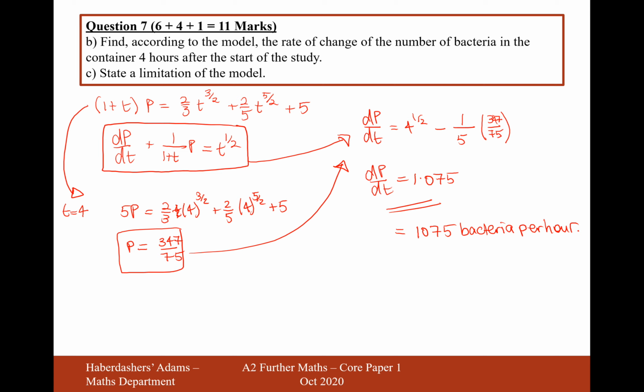State a limitation of the model. Well, according to this model, it seems as if the rate of increase is always going to be positive. If you have a look at it, if t increases, then the square root of t is going to increase as well. Yes, this bit will tend towards 0, but it's always going to be growing. So effectively, in this model, the number of bacteria is just going to grow infinitely for all values of t, where it's unlikely to do that. It's eventually going to run out of resources, etc. So a reason like that.